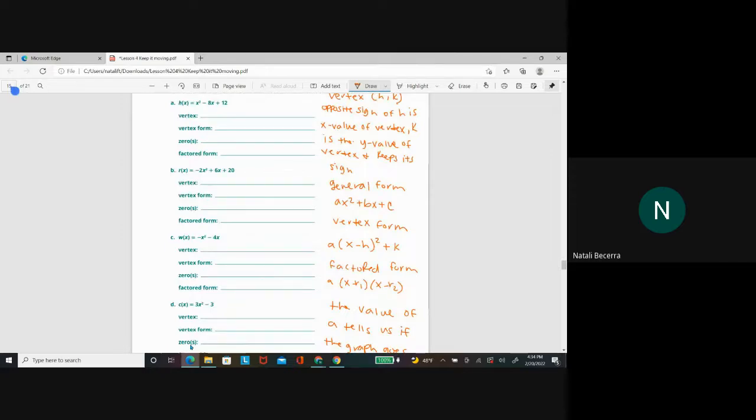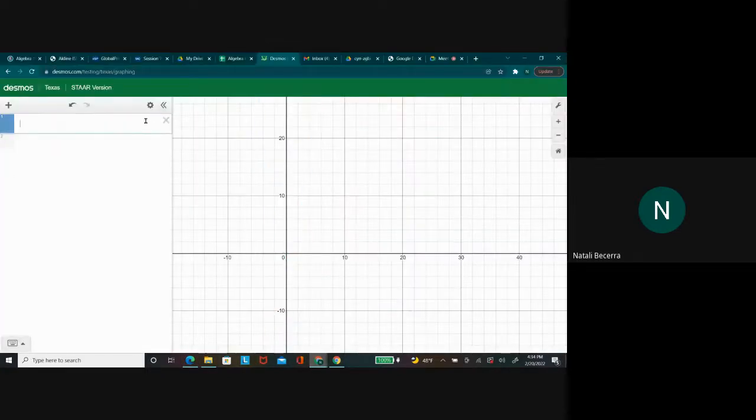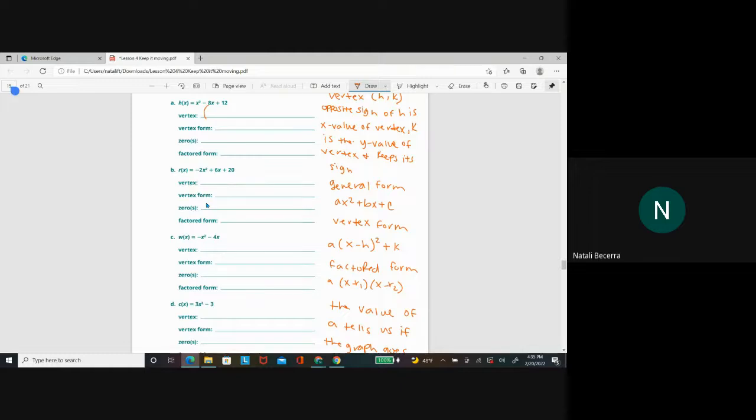For part A, what is the vertex? Well, we're gonna have to graph this in decimals, okay? So let's go ahead and graph it. So x squared minus 8x plus 12. Okay, let's go to decimals. x squared minus 8x plus 12. So that's what it looks like. What's the vertex? Right here, 4 comma negative 4. So that's the vertex, 4 comma negative 4.